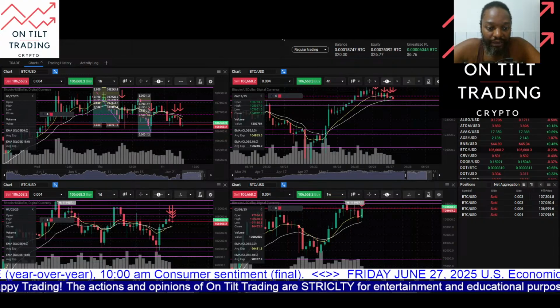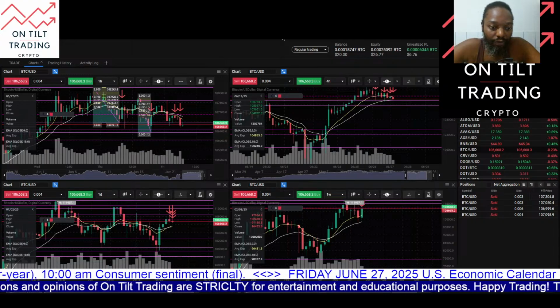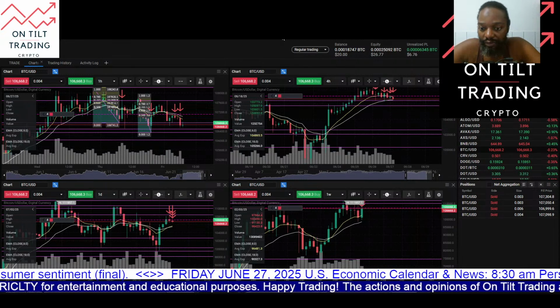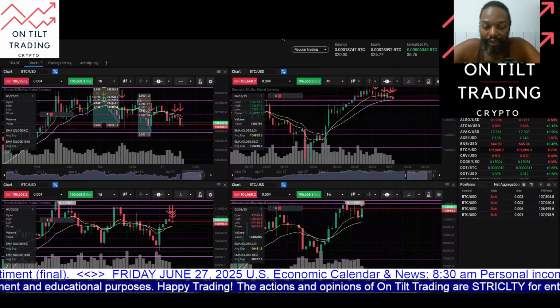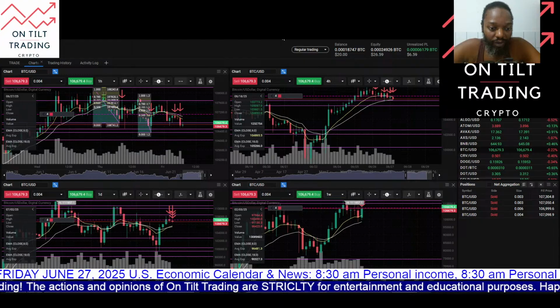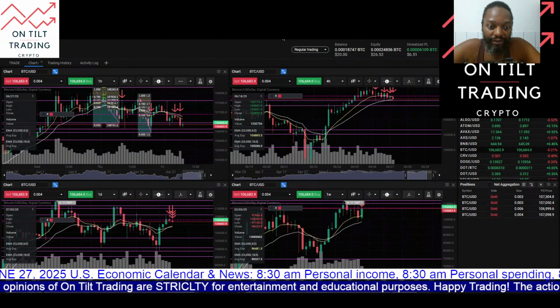Overall, on the daily, prices are being delivered to the sell side, and overall on the weekly, prices are being delivered to the buy side. So quite a mix of delivery here.